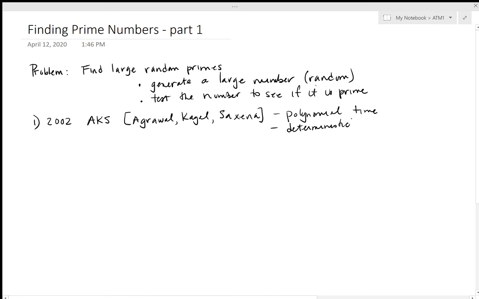Okay, which this basically means that given a particular input, it always produces the same output, and that it produces the correct answer. It is, however, not used in practice because it's much slower. Even though it's in polynomial time, it is still much slower than some of the randomized polynomial time Monte Carlo algorithms. Okay, so this is not used in practice. It is, however, a major milestone in computer science. So it's not used in practice because of speed.